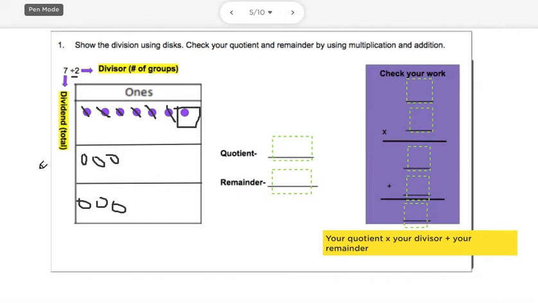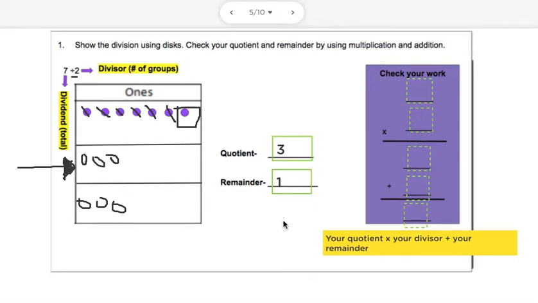And now it's time for us to find our quotient. When we're looking for a quotient, we're only focusing on one group. So go ahead and pick which group you want to focus on. I'm going to focus on my first group, and I'm going to count how many disks I have in that first group. 1, 2, 3. So my quotient is 3, and my remainder is 1.